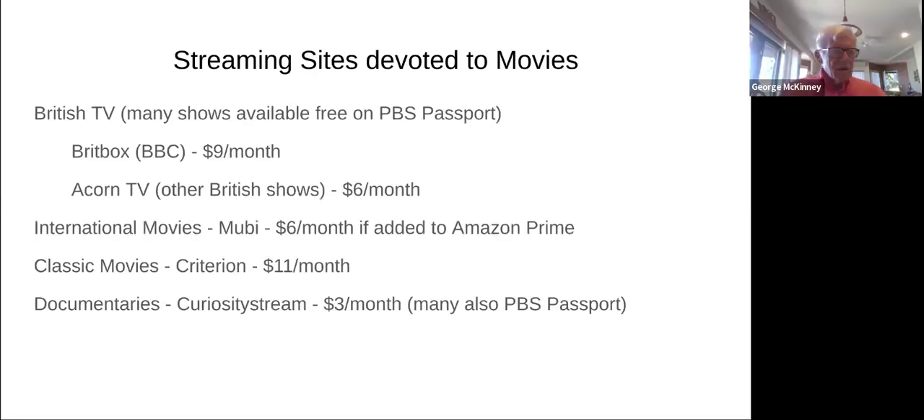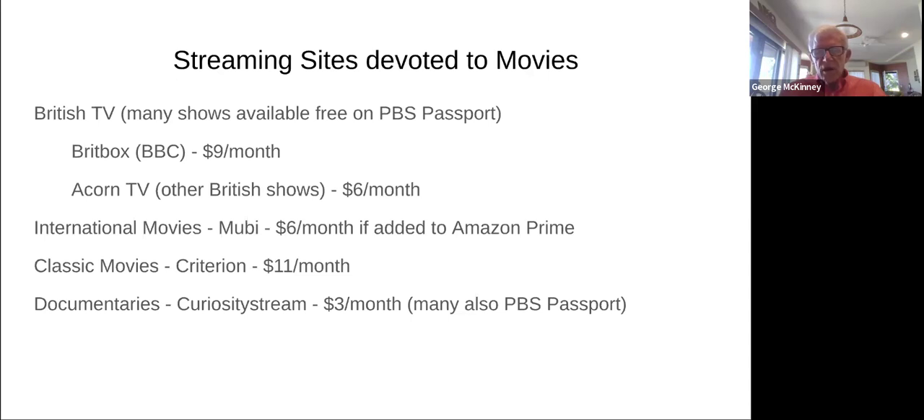Okay, well, here are some special streaming sites. A lot of us end up watching British TV. My first comment is many of the key British TV shows are available free if you have the PBS Passport. But in addition to that, there's something called BritBox, which tends to take everything that the BBC puts out, and that's about $9 a month. And then Acorn TV has a lot of the stuff that BritBox doesn't have. So if you're really committed to British TV, you may want to look at what they offer.